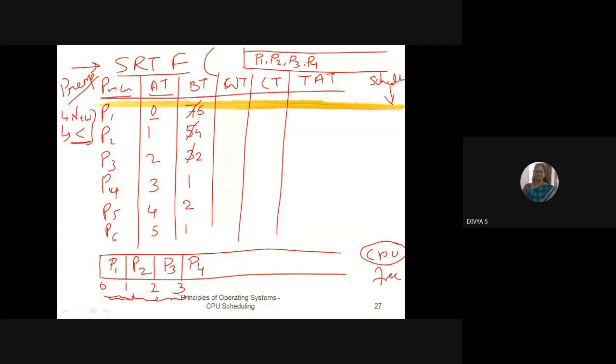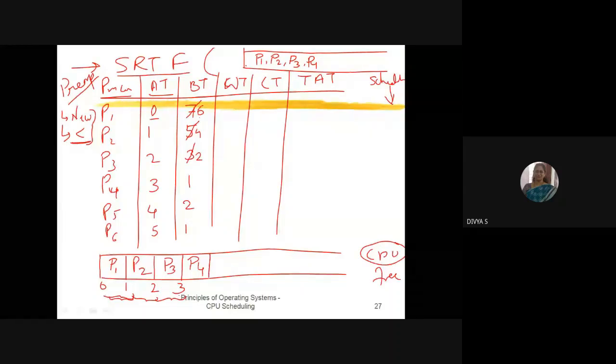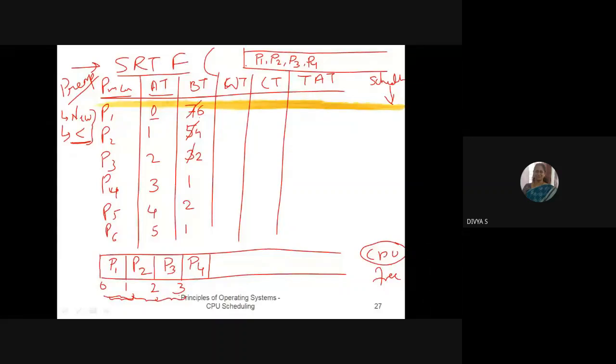Clear? Now, as I told you, just look for the shorter burst time process in order to improve the throughput as well as the CPU utilization. For that case, P4 is also resumed for 1 unit of work. Now, what is the total CPU time?